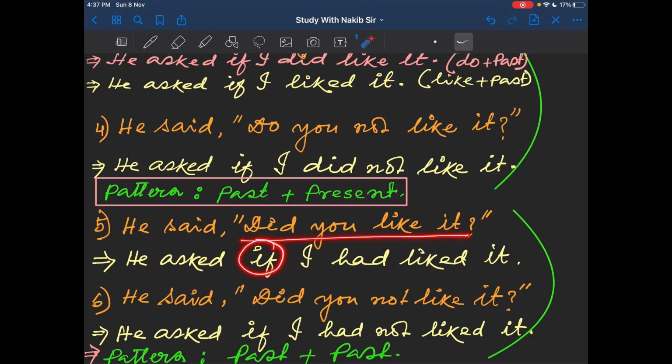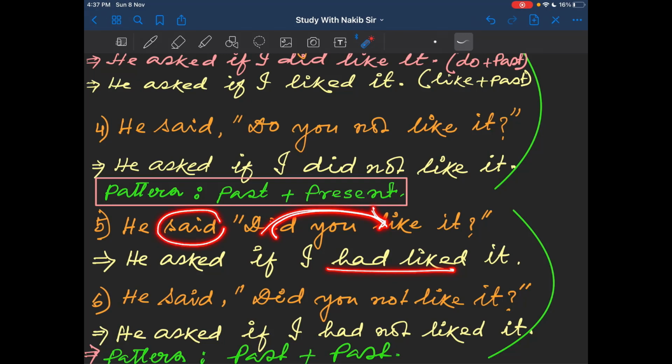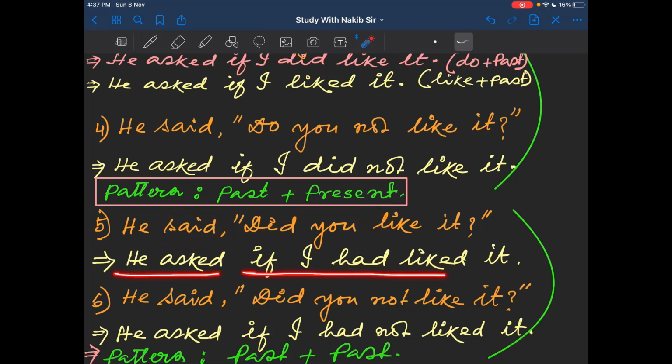For this, if is the connective. So he asked if, and you will be changed to I. So he asked if I, and did like. Did like will become had liked. Did like is the past indefinite tense, and the reporting verb is in the past tense. So past indefinite tense will be changed to past perfect. You have learnt. So your answer is, he asked if I had liked it.